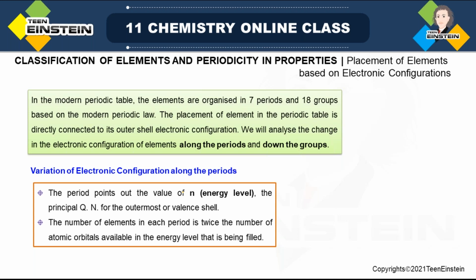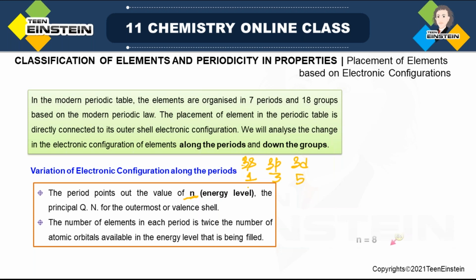Suppose I'm taking the n value as 3. How many atomic orbitals are possible? You know, it is 3s, 3p, 3d. There is no other orbital. Now under 3s there is only 1, under 3p there are 3, under 3d there are 5. If you add this, 3 plus 1 is 4, 4 plus 5 is 9. So 9 atomic orbitals are available. But the number of electrons, if you count, will obviously be twice, because in each atomic orbital a maximum of 2 electrons can be placed. So it should be 9 into 2, 18 elements, right?